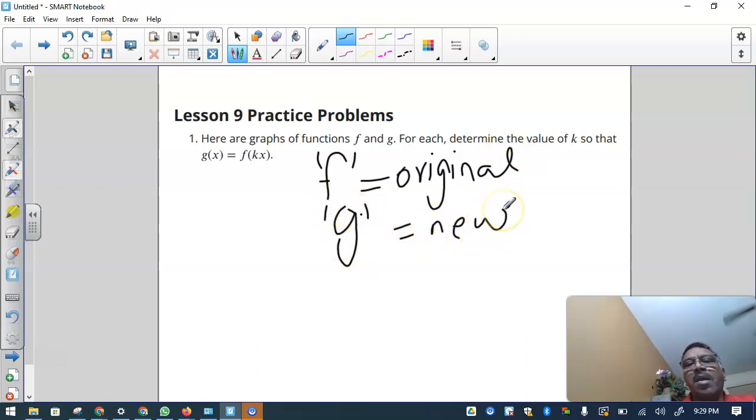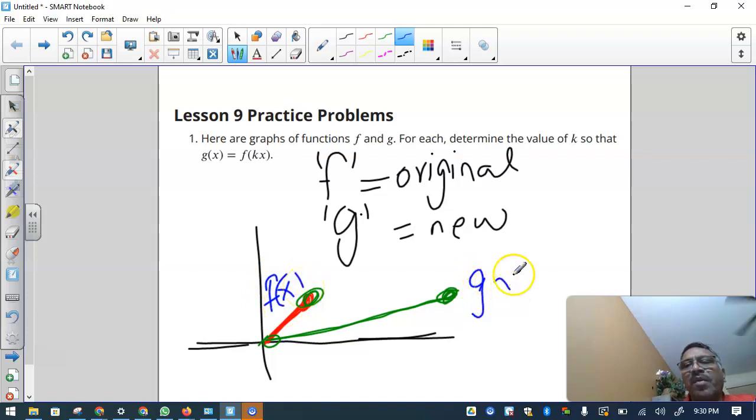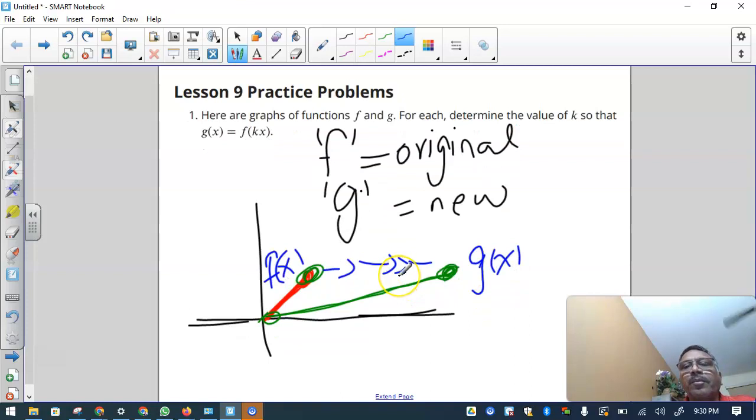That means if you have the x-axis and the y-axis, and let's see, this is the original graph, and you may have one graph which is horizontally stretched, maybe this point right here goes right here. This is f of x, and this will be the new graph g of x. So if it is stretched, you can see that it is stretched horizontally to the right side. Then we need to know what the scale factor is.